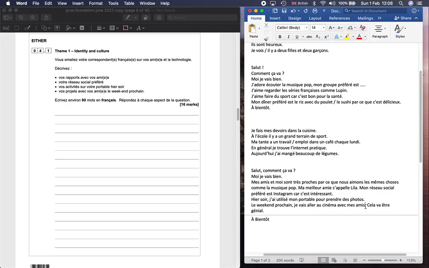So let's try to find another activity that we can do with our friends in the next weekend. So we're going to the cinema. Let's say that we are going shopping. Alors, le week-end prochain, je vais aller au cinéma avec mes amis et aussi, and as well.